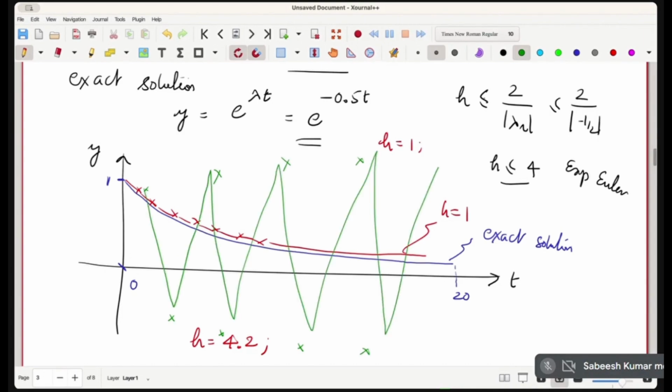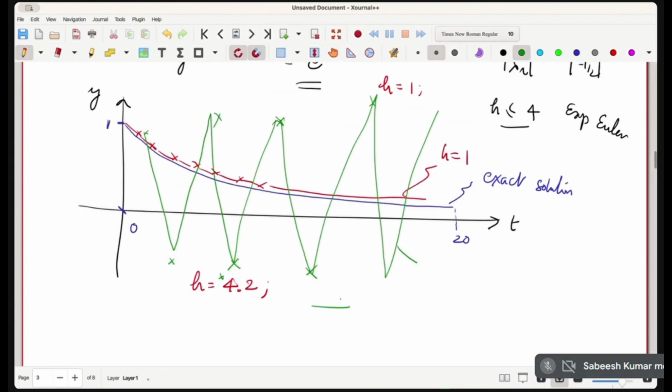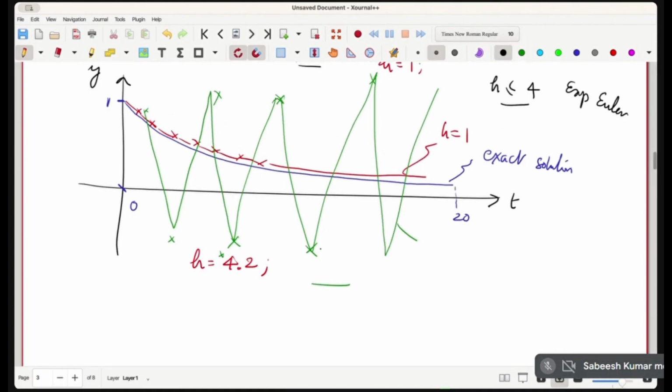Ideally these should pass through the exact solution that I have drawn. So essentially this is the diverging solution you will see, which means that the time step you have taken for numerical integration is not correct. It is not following the stability criteria. So that is what we have about the explicit Euler method.